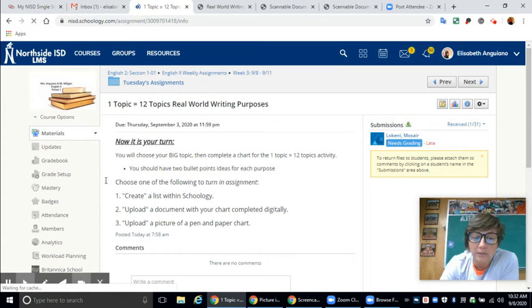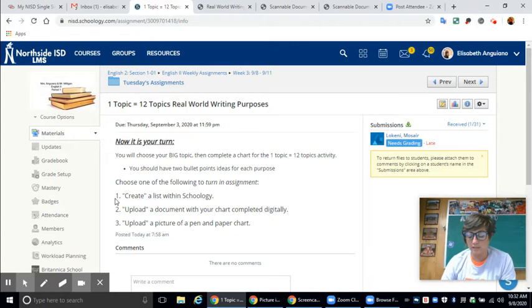We're going to do something a little differently as far as how you turn it in. You can choose one of the following. You can create a list within Schoology, like we have been doing, where you list the purpose and then your 2 bullet points, then list the next purpose, 2 bullet points. Or if you want to do it digitally, you can do it on a Word document or a Google Doc, make your chart and fill it in by typing. If you do that, you would hit submit assignment, then upload that particular file.